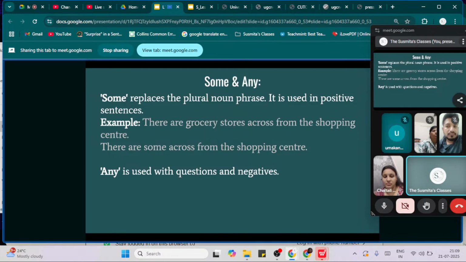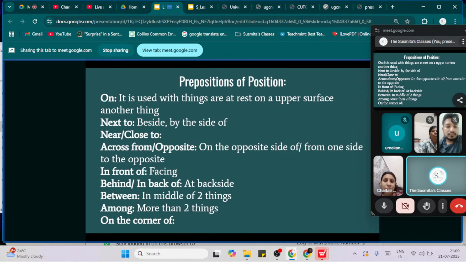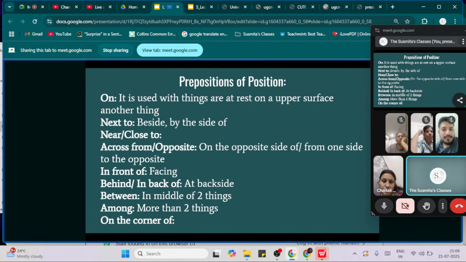Okay. Next we come to our prepositions of position. Now in unit number 2 we had looked at prepositions of time. Correct? Now in unit number 8 we look at prepositions of position. Now here we are talking about the position of one object in relation to the other object. Correct? So if I say the laptop is on the table, so I am saying where the laptop is in relation to the table, right?